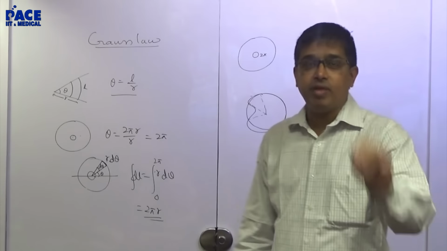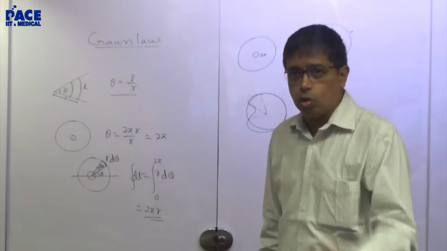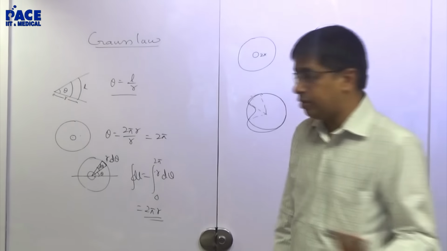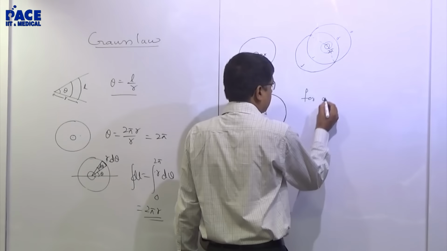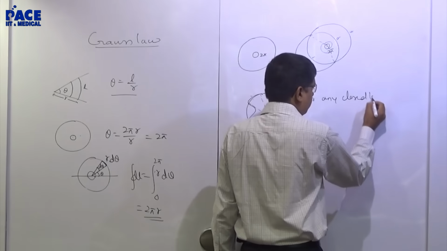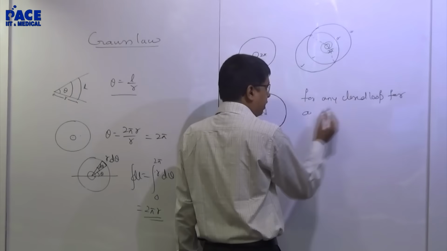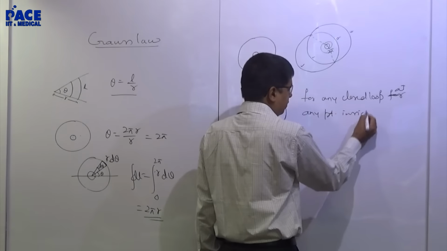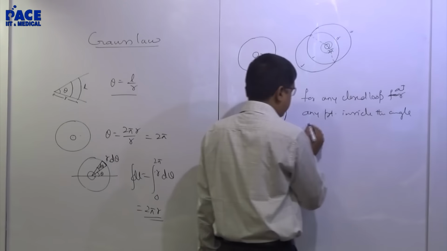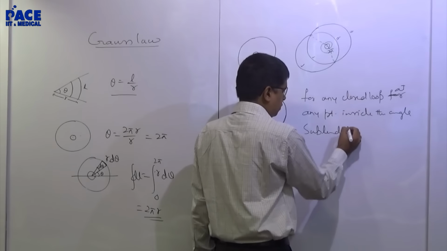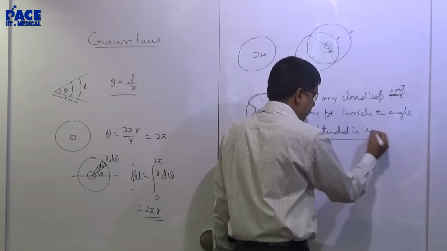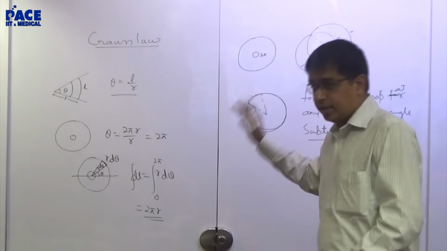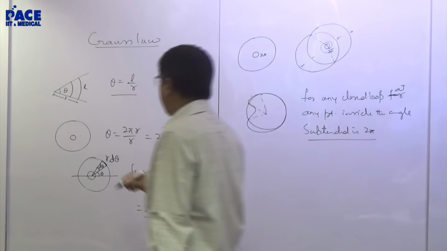So we have concluded on a very important fact. For any closed loop, any point inside, the angle subtended will be 2 pi. Technically I don't need this, I want it for solid angle, but we will extrapolate from here. Take this down. This is linear angle.